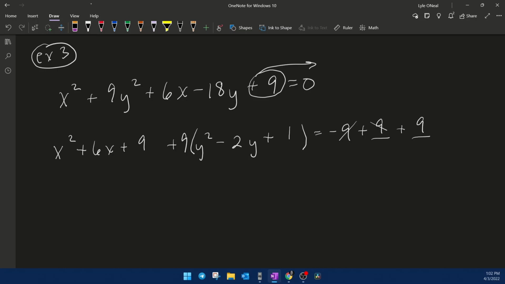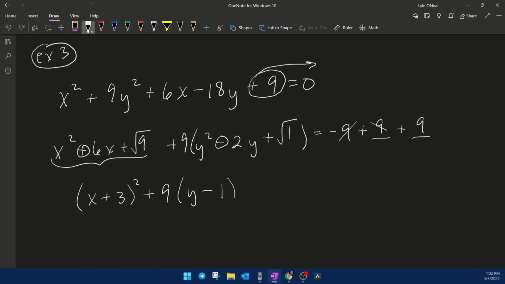And now we need to factor. So for our first perfect square trinomial, that's going to factor as x plus 3 quantity squared plus 9 times y minus 1 quantity squared equals, and all we have on the other side is 9. And then remember, to get to standard form, the constant over here needs to be 1. And so we're going to have to divide everybody by 9.